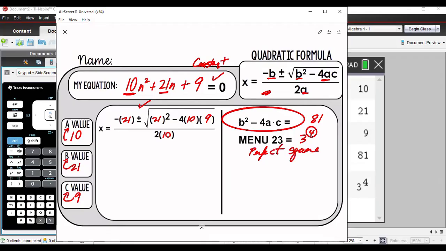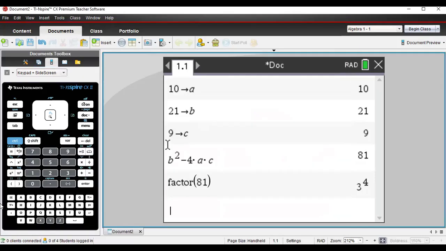And that means when we take the square root, we're going to have some rational roots. That's what you should get. As soon as you see that the exponents are even, you know it's going to be rational roots. Now from here, all we're going to do is let the calculator finish it up. So we're going to use the quadratic formula.